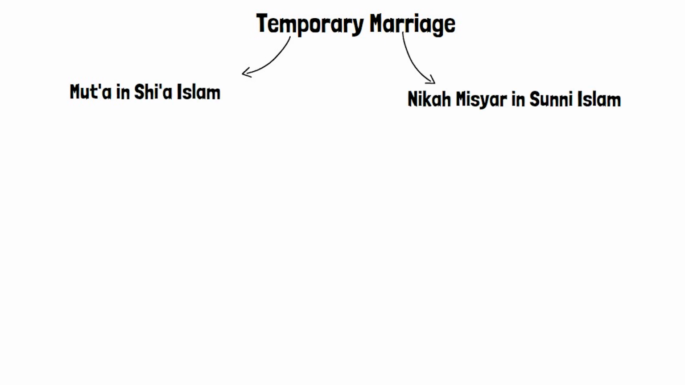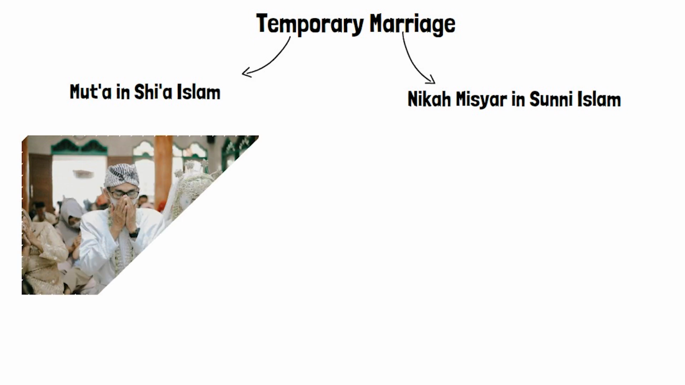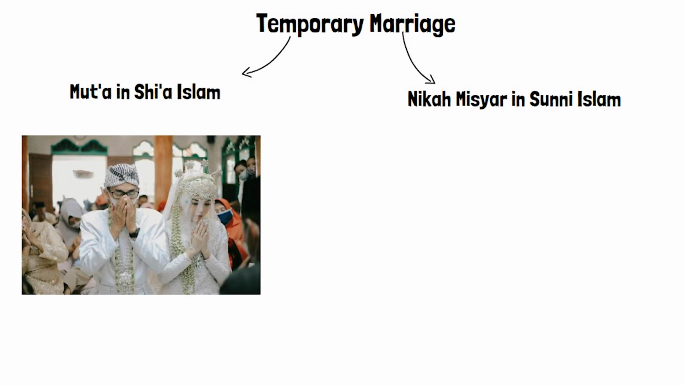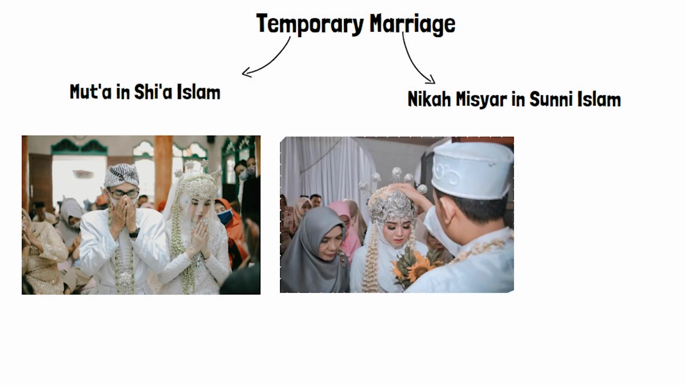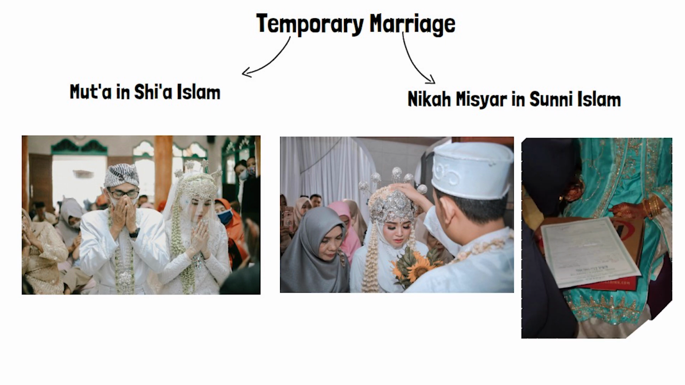Temporary marriage. Temporary marriage, also known as muta in Shia Islam and nikah misyar in Sunni Islam, refers to a form of marriage contract with a predetermined duration. This type of marriage is prevalent in certain Muslim communities and allows couples to enter into a temporary union for companionship, financial support, or other purposes without the long-term commitment associated with traditional marriage. The duration of the marriage contract is agreed upon by both parties, ranging from a few hours to several years. While controversial and subject to varying interpretations within Islamic jurisprudence, temporary marriage provides a legal framework for relationships in contexts such as travel or specific social and economic circumstances.